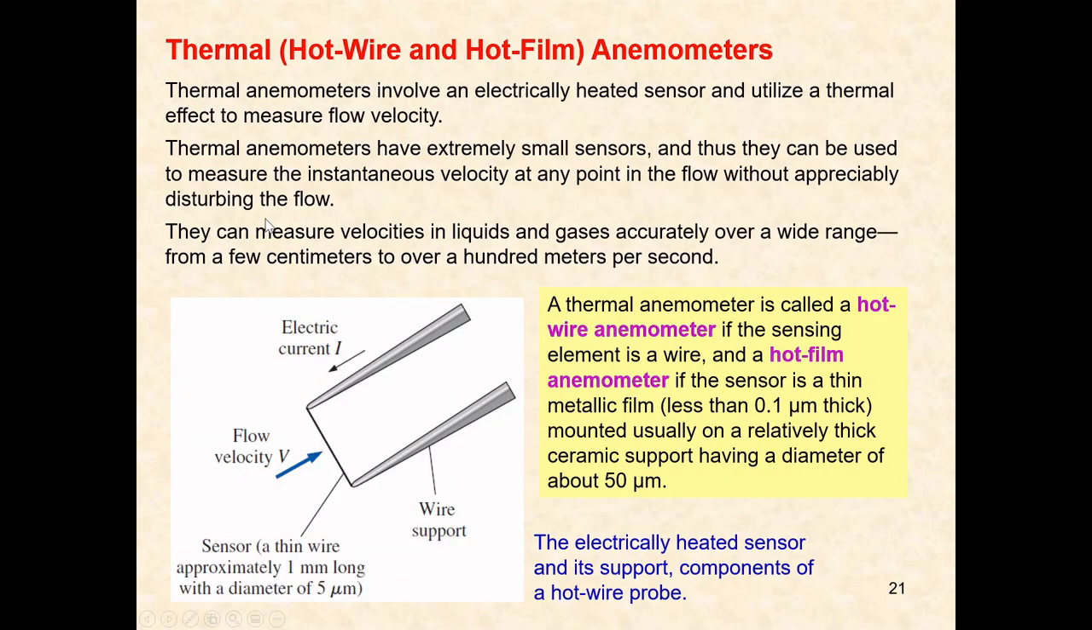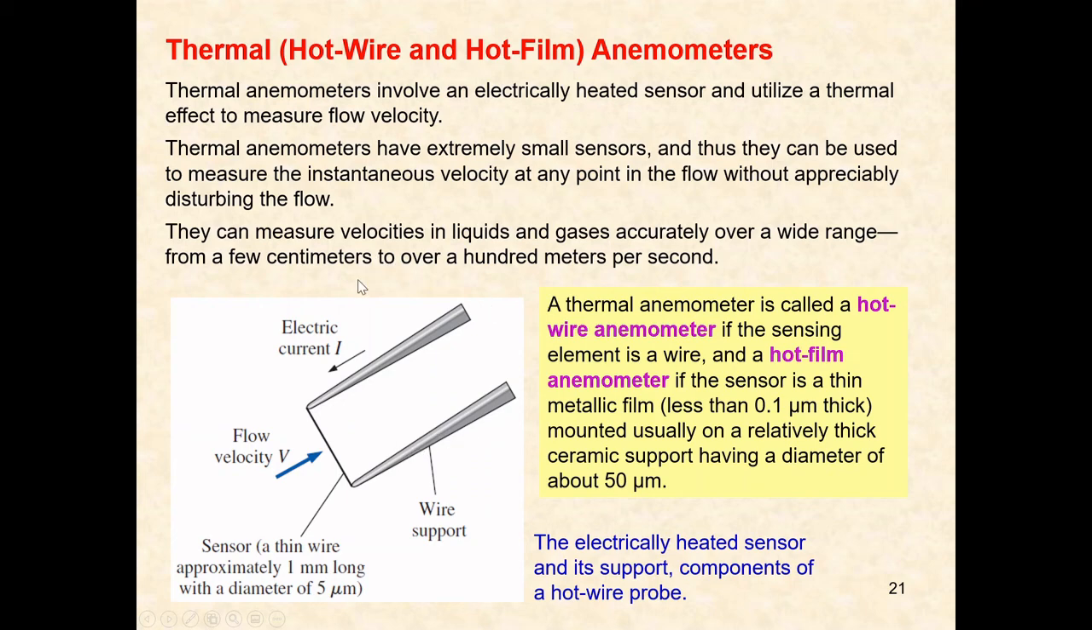Okay, and here we have a thermal anemometer, or hot wire and hot film anemometer. Thermal anemometers involve an electrically heated sensor and utilize a thermal effect to measure flow velocity. The thermal anemometer has an extremely small sensor, and thus it can be used to measure the instantaneous velocity at any point in the flow without appreciably disturbing the flow. They can measure velocities in liquids and gases accurately over a wide range, from a few centimeters to over hundreds of meters per second.